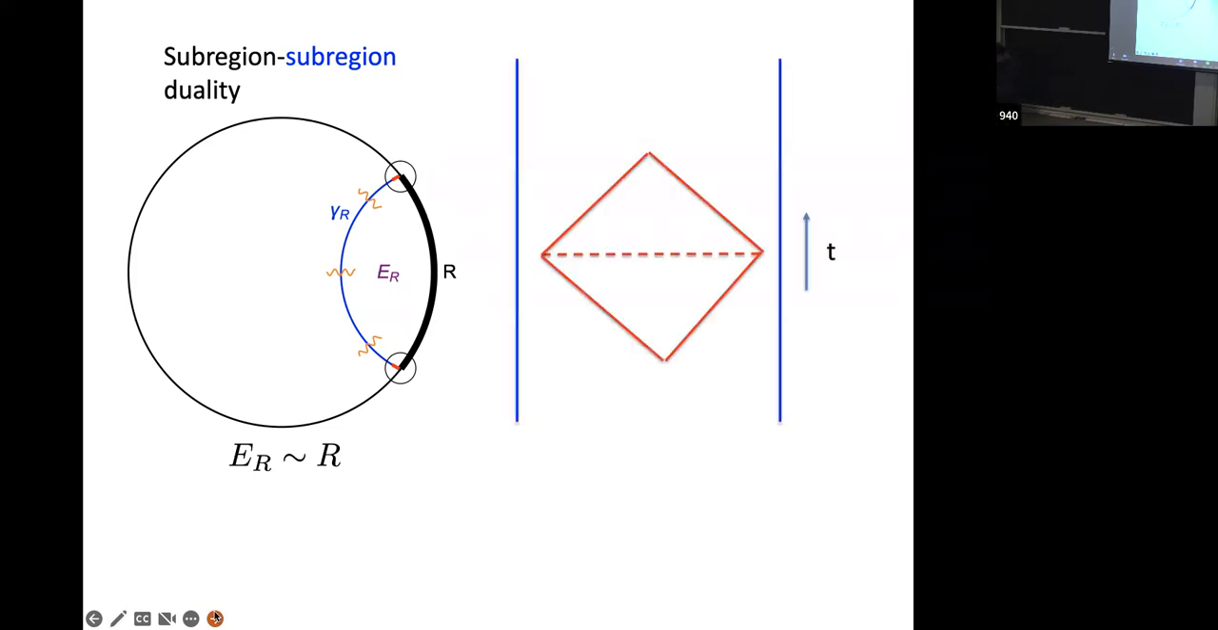So that's the standard statement, and we have reformulated this statement. But this statement does not apply to this kind of region. This sub-region duality applies to very special regions on the gravity side, regions that are bounded by this kind of RT surface.